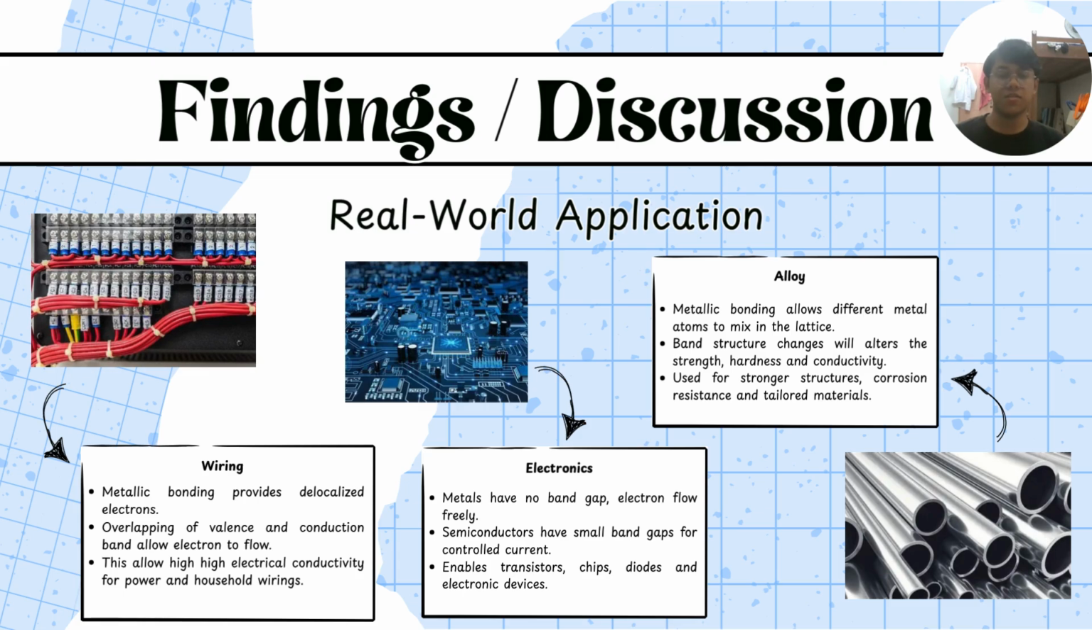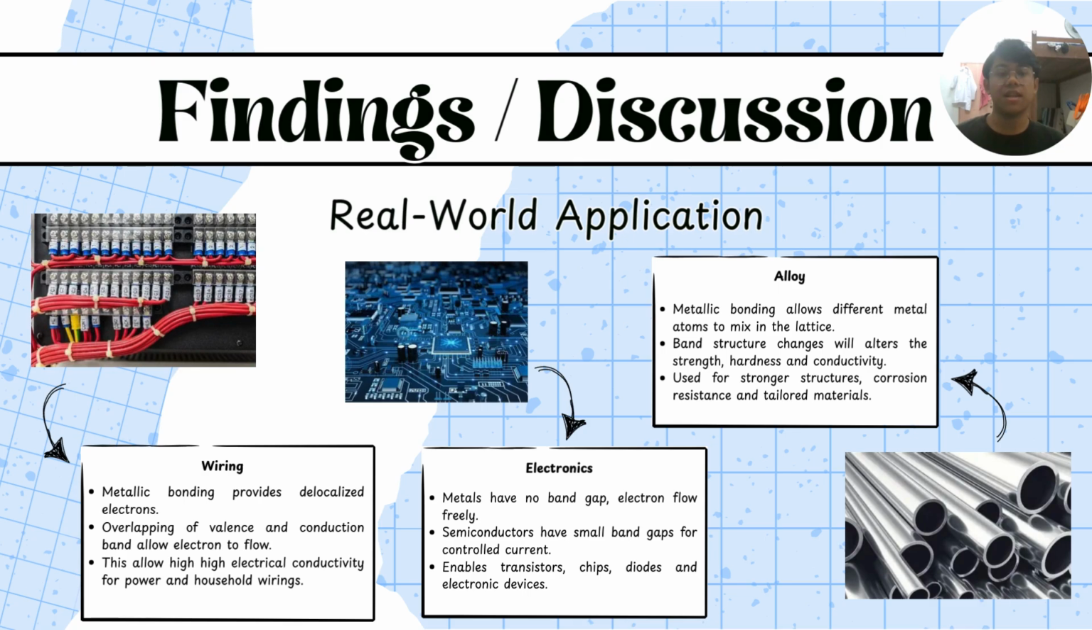For the next one, we have electronics. It works just like wiring. Metals have no band gap, so electrons flow freely. Meanwhile, semiconductors have small band gaps for controlled current. This will enable transistors, chips, diodes, and electronic devices.